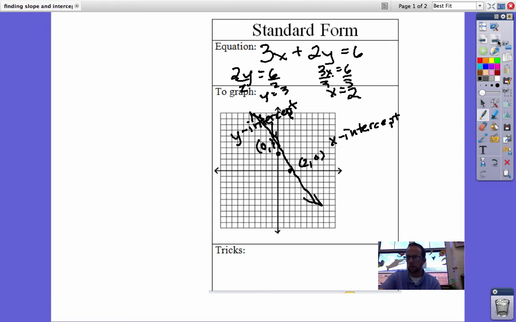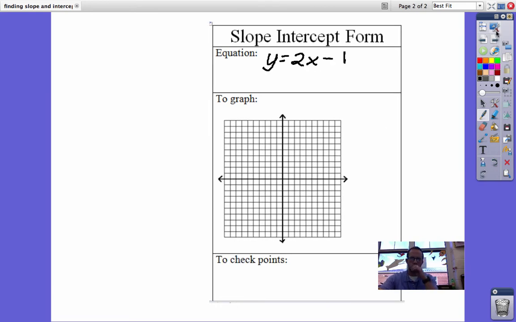So we're going to move on to slope-intercept form. Now, most of you are used to seeing an equation written like this, y equals 2x minus 1. But really, you're doing the same thing to graph the line. You want to find the y-intercept by plugging in 0 for x. So if you plug in 0 for x, you get 0, and y is going to equal negative 1. So when you go to graph that, that is (0, -1). So (0, -1) is the y-intercept.